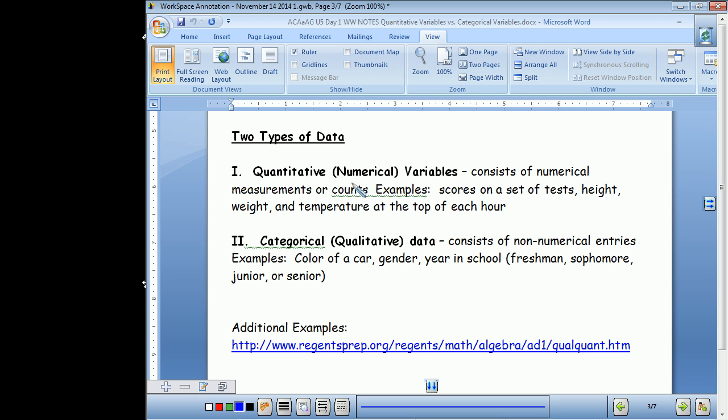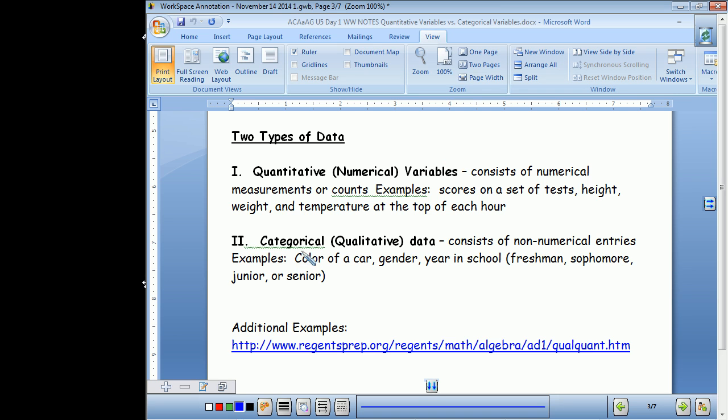So I can use quantitative or numerical. Now these consist of numerical measurements or counts. This is generally things we measure or count, like scores on a set of tests. We would measure height, we would measure weight, we would measure temperature. Those all fall into the quantitative variable category.